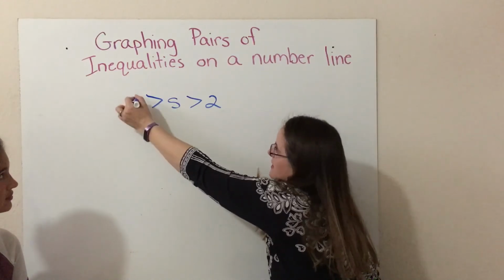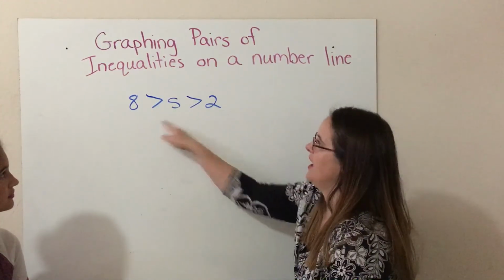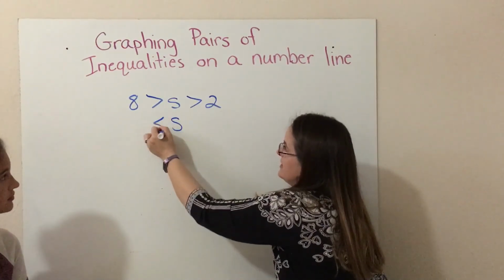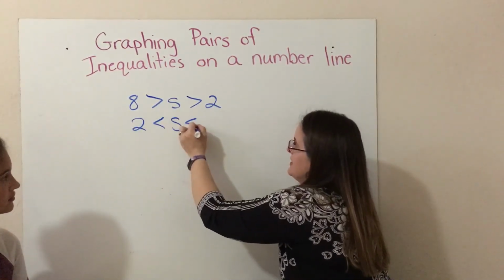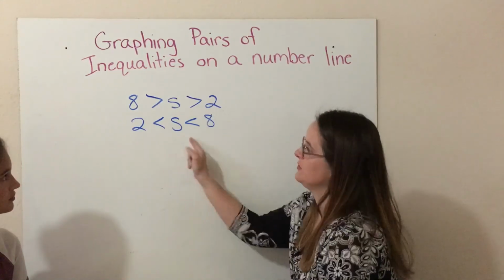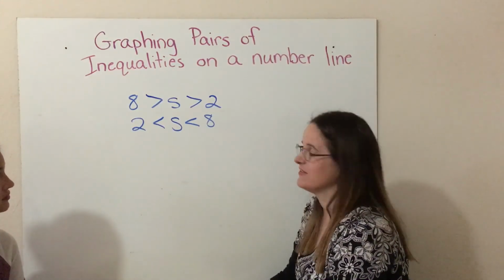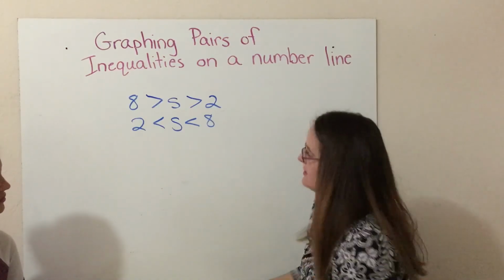So I wrote it like that. You could have also done this to put it in order from smallest to largest. Either way, we've got the same amount of information to be able to put that on a number line.